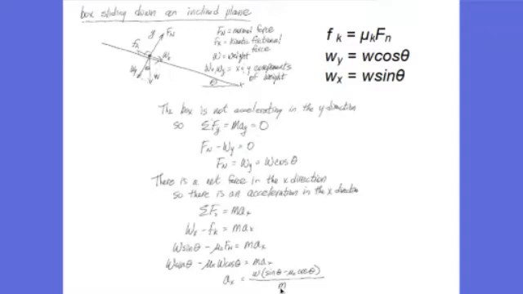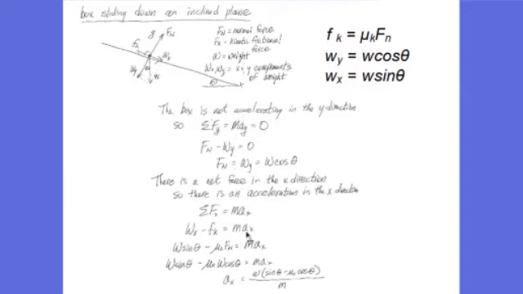And you could take this one step further. If you wanted to replace w with mg, you would notice that that m and this m would cross off, and the acceleration would be equal to g times sine theta minus mu k cosine theta. Now, I don't recommend you memorize this equation. I would say don't memorize it.